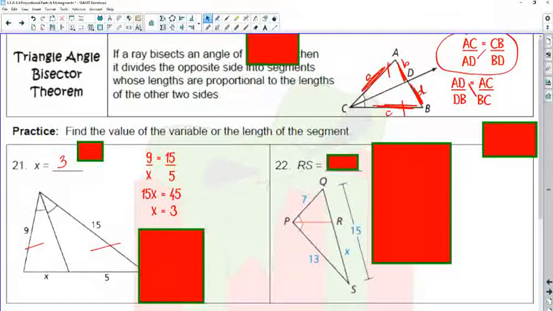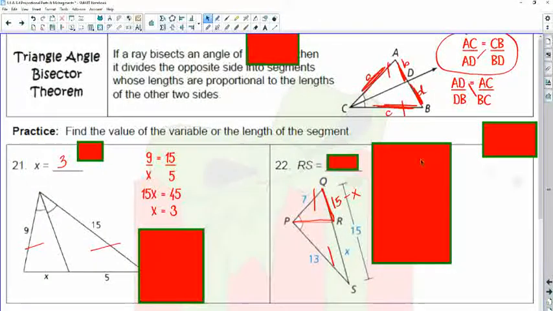All right, 22 is our last one. So I know when I look at this, since this is my angle bisector, that 13 is going to pair with x. But what is 7 going to pair with? It doesn't pair with 15 because 15 is the whole thing and it's supposed to pair with a piece, right? So what is the length of this piece? It is 15 minus x, because if this is just x by itself, 15 minus x is what's left over.